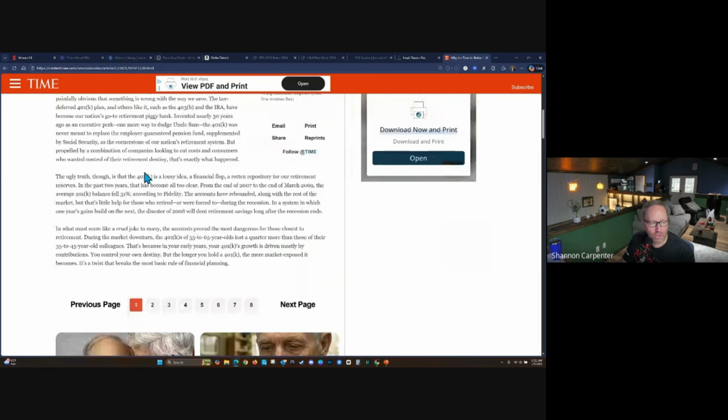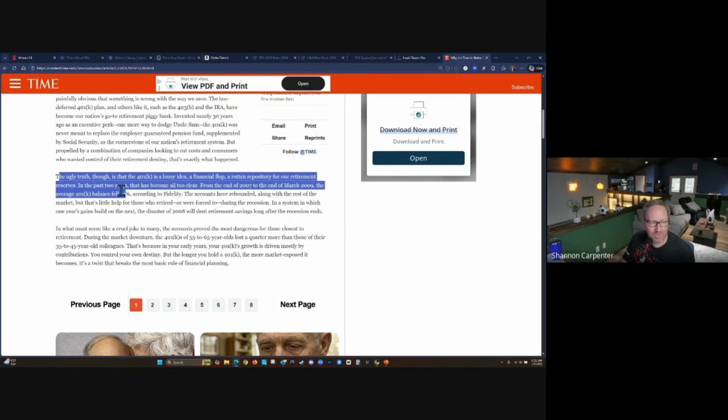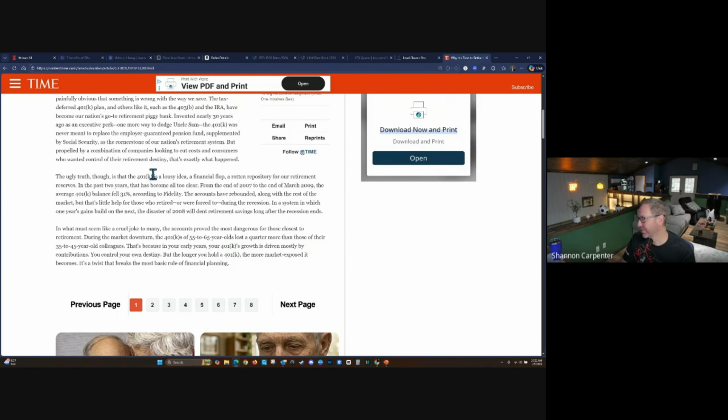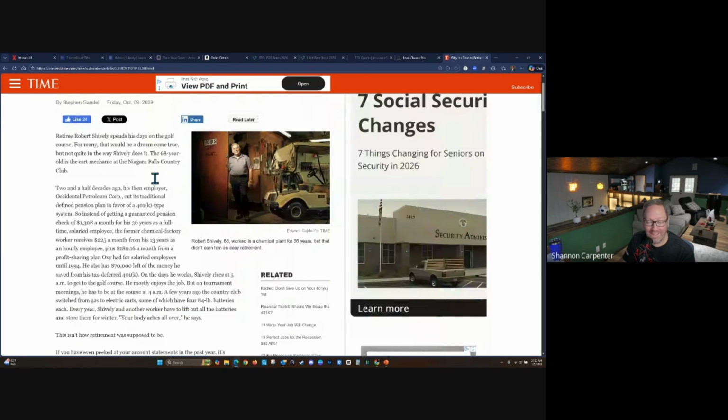The cover of the article when this came out said, "The ugly truth is the 401k is a lousy idea, a financial flop, a rotten repository of our retirement reserves." That is strongly worded and sounds like Dr. Seuss. So it does. But man, that's powerful. I've had a 401k at every job I've ever had, including my last insurance company. We weren't taught this. We were always taught, keep telling people, put enough in to get the match, and then diversify, put the rest somewhere else.